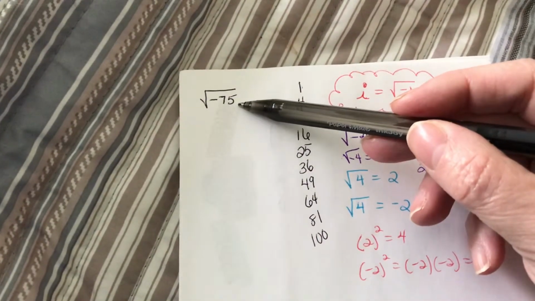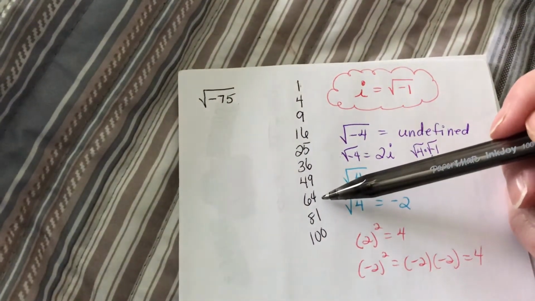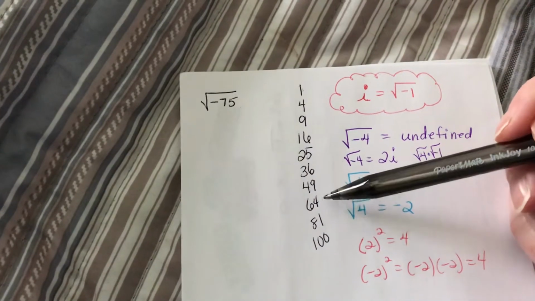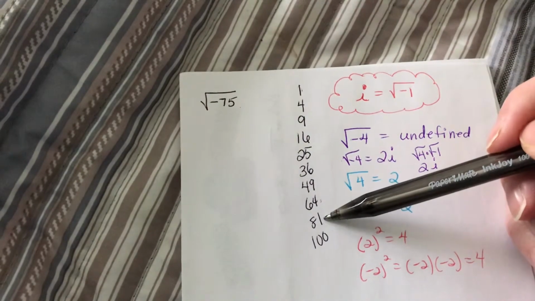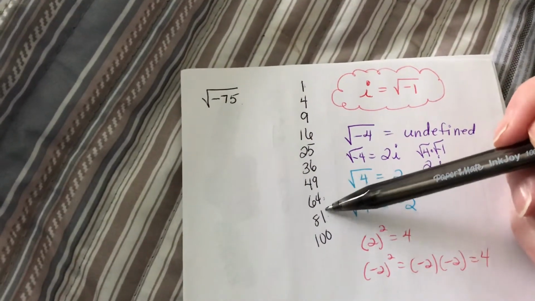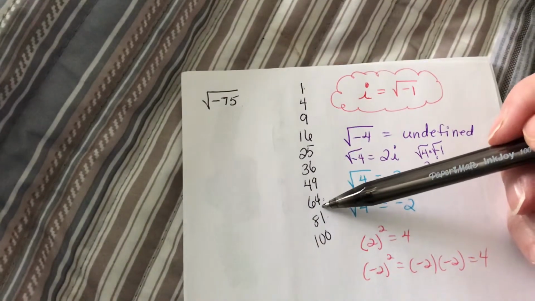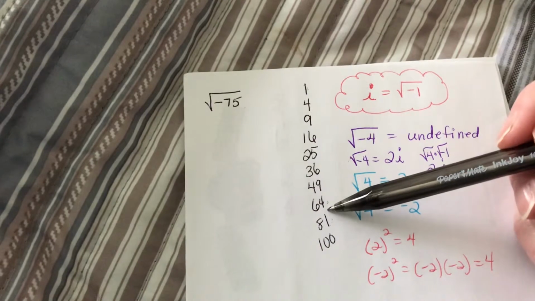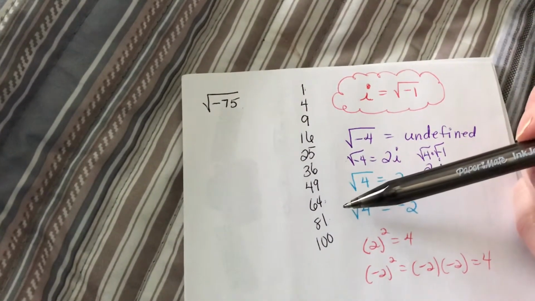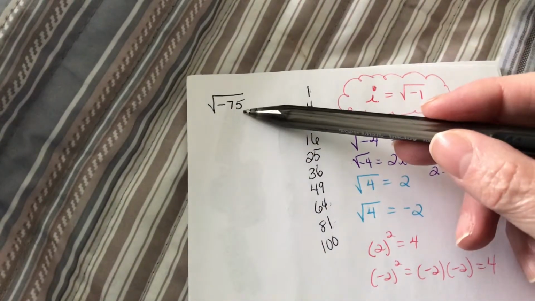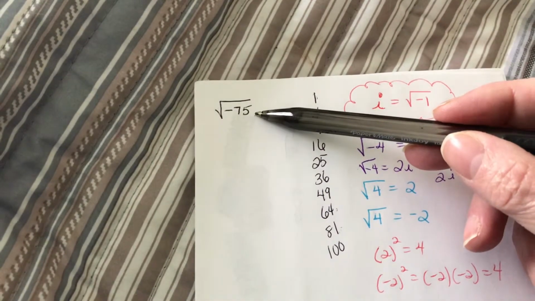Now, 75 is not a perfect square. 75 actually falls between 64 and 81. The square root of 64 is 8. The square root of 81 is 9. All the numbers in between 64 and 81, like 65, 66, 67, 68, and so on, if you put those numbers in a calculator and hit the square root button, you're going to get an 8 point something or other. Well, they're not allowing you to use a calculator here. They want you to simplify the radical.